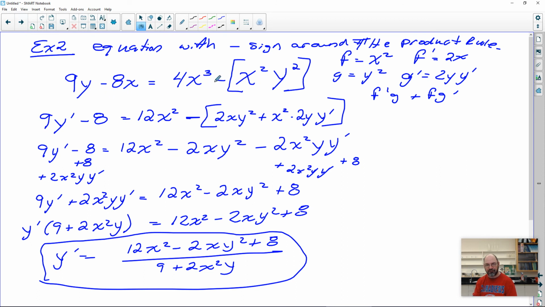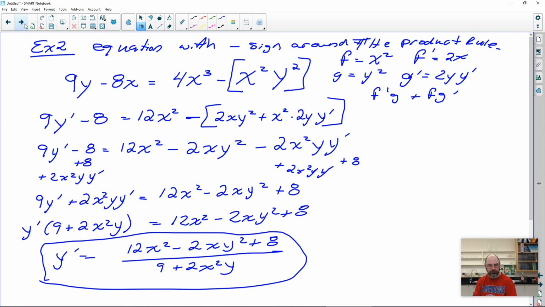Okay, and if you have a negative in front of where you're using the product rule, don't get messed up with that negative. Either put the expression in brackets and then distribute the negative later like I did here, or use negative x squared as your f, and then use that as you do the derivative and just write it out.